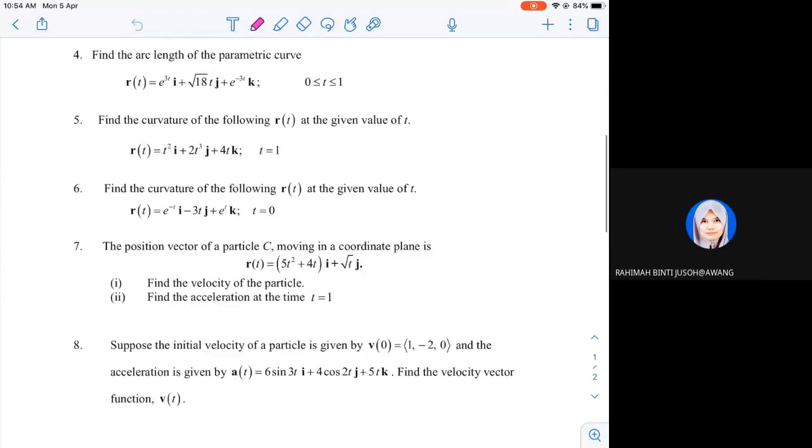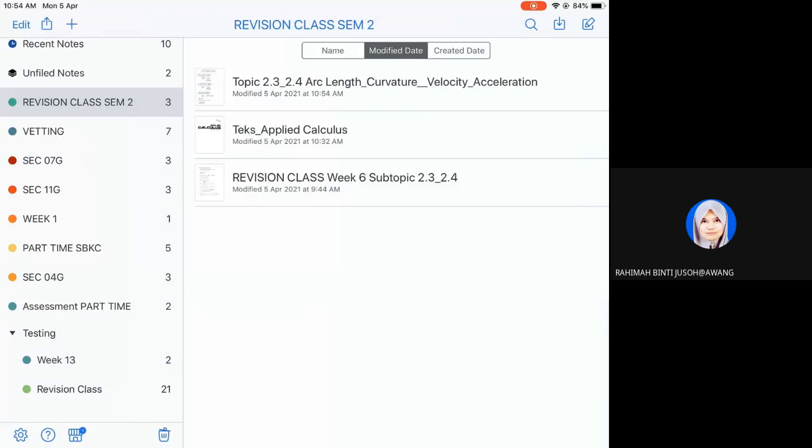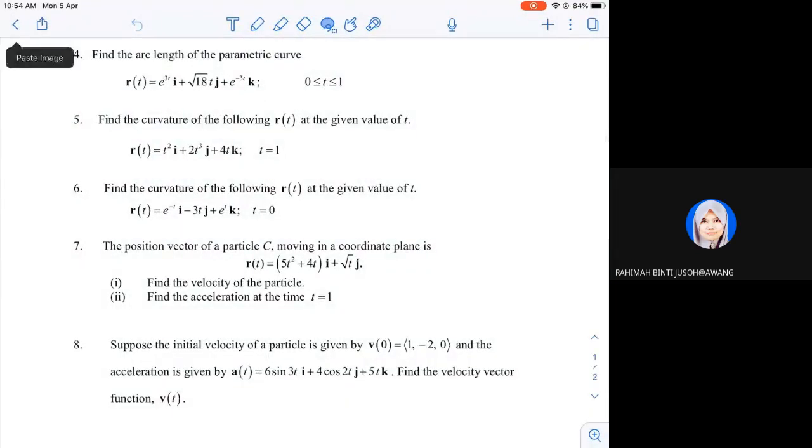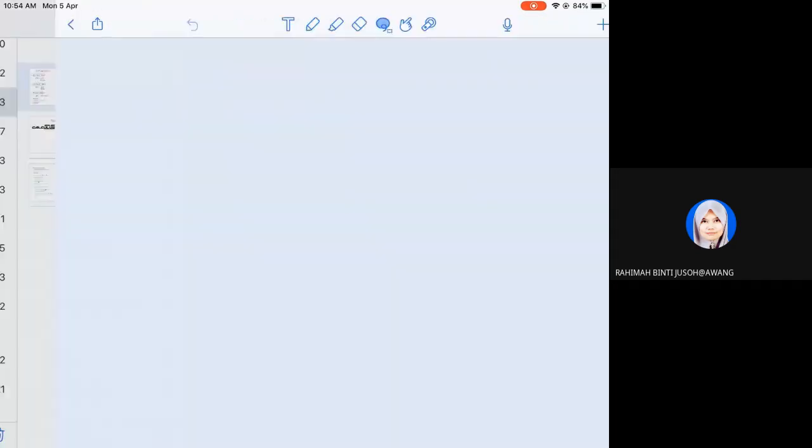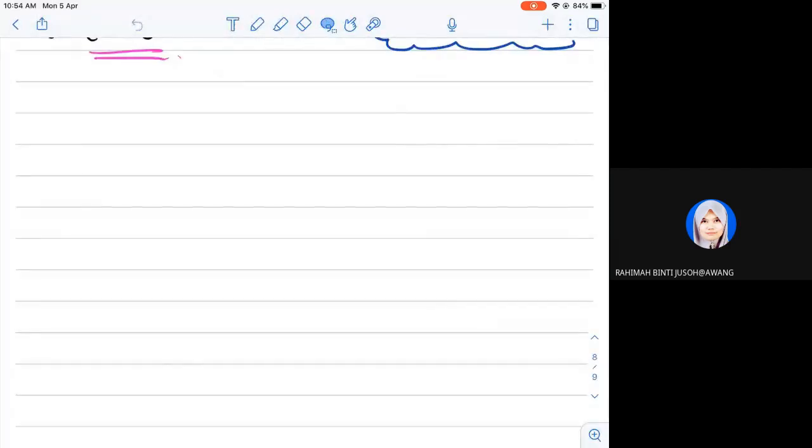Okay, good. So now, find the curvature. Okay, nice. Soalan ni pula. Find the curvature. Okay, tadi arc length, sekarang ni curvature. Before that, guys. Sekejap sebelum tu saya explain sikit lah pasal curvature.